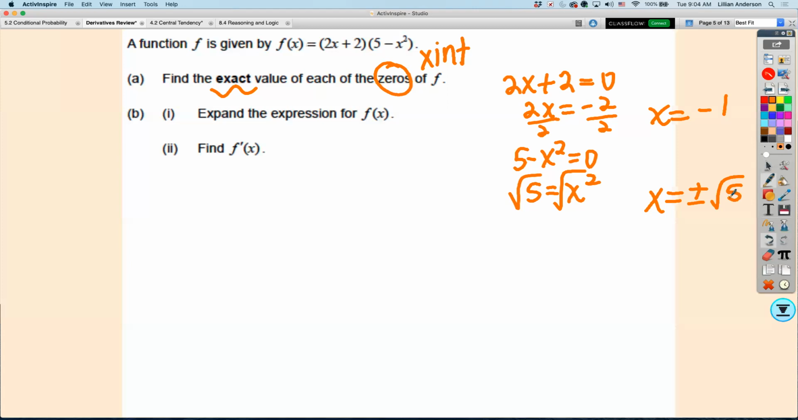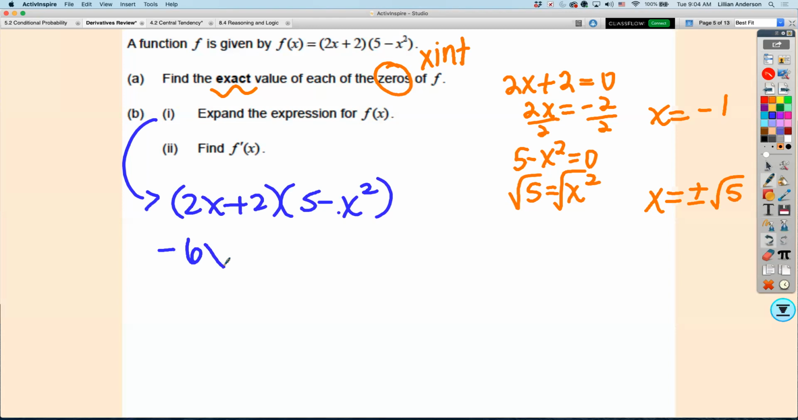Expand the expression of f of x. What does expand mean? Foil, essentially. So to foil that, that's easy. First, outer, inner, last. What do you guys get for your function? 10x minus 4x squared. Oh, wait. All right, 6x or 10x, wait a minute. Well, I think I combined my terms.